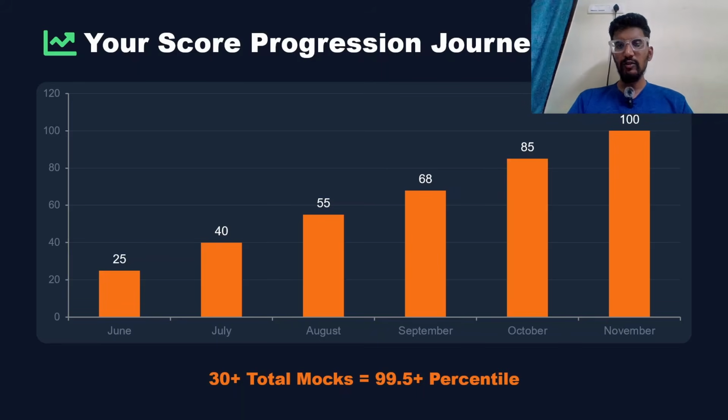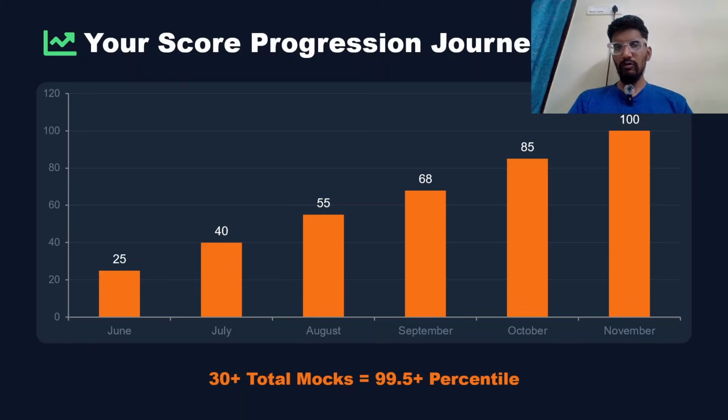Now let's understand the score progression. June 25 marks, July 40 marks, August 55 marks, September 68, October 85, November 100 plus. If you notice it properly, the increase is quite gradual. You don't suddenly jump from 25 to 100 marks. Many students expect miraculous improvement. That is not possible. CAT preparation doesn't work in that way, guys.